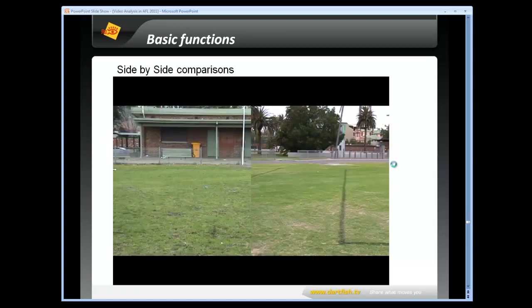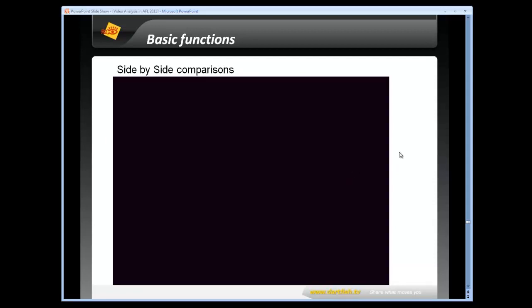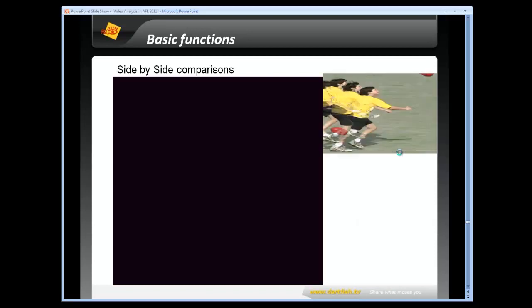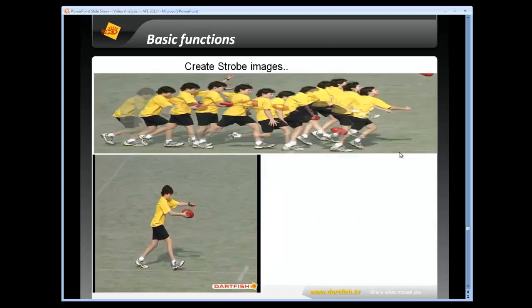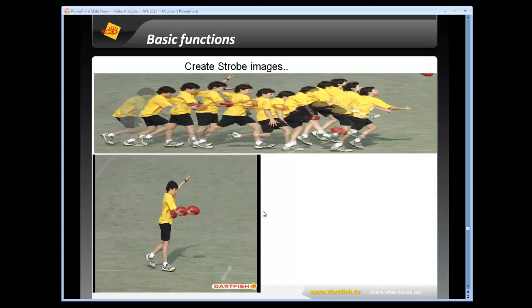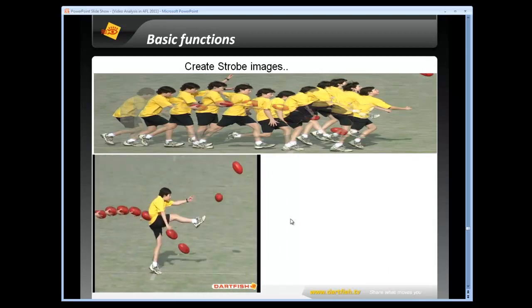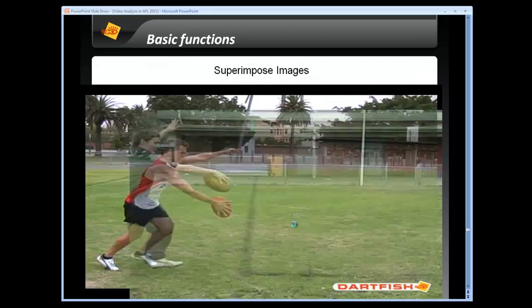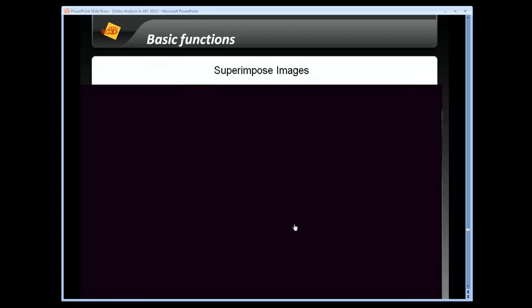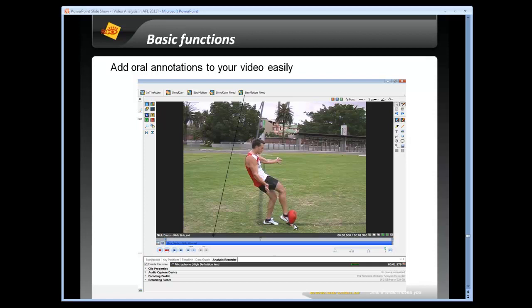Fantastic. Side-by-side comparisons, which, of course, we just had a little bit of a look at, and the ability to look side-by-side at your players versus elite athletes. There's a lot of buy-in from the players when you do that, so I quite like it. You've also got the ability to create strobed images, a little bit more advanced, but that possibility is there also. Superimposing images, one on top of the other, which we've just had a look at. So being able to see your players, again, compared to the elite, and Jono, the information you provided before for coaches, a little lesson for the coaches, which is great.